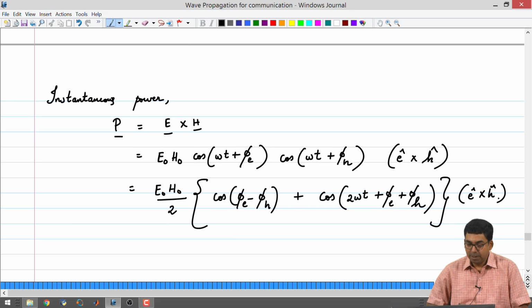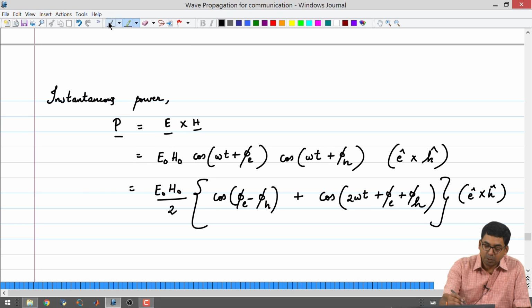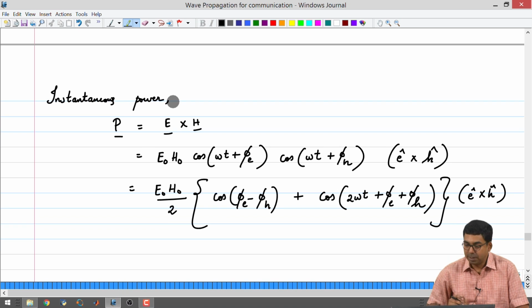So, all we have done is we have taken the electric and the magnetic field expressions and merely substituted them in the power expression that we had started with, all right. And this quantity, if you look at it on the right hand side, it depends on time. So, this quantity is known as instantaneous power or instantaneous power density.